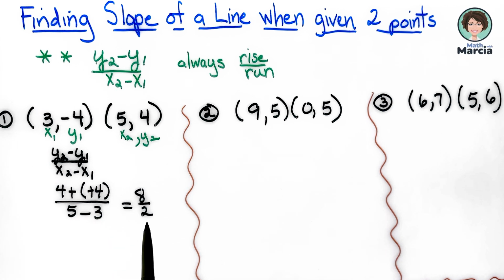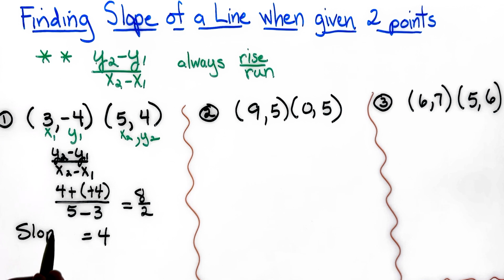And we can totally simplify that. 8 divided by 2 is 4. So our slope is equal to a positive 4. And this is your answer.